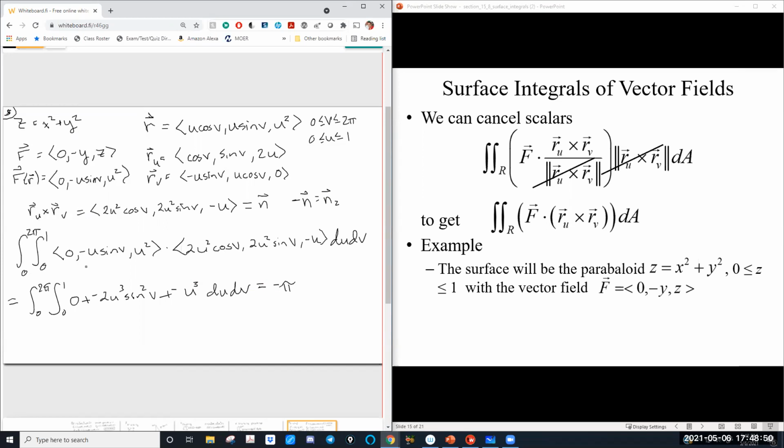Questions at this point about this example, about the two normal vectors?